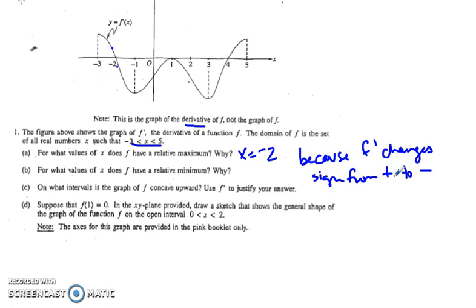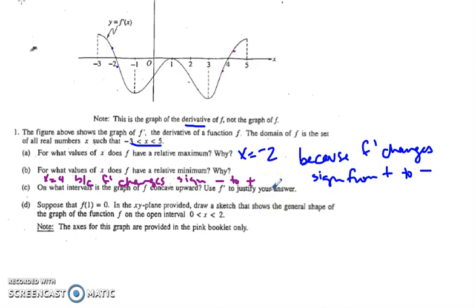So part B says, for what values of x does f have a relative min? So similarly, we're looking for where f prime changes sign, but this time from negative to positive. So the answer is going to be where x equals 4, and the reasoning is because f prime changes sign from negative to positive. This means, of course, that f changes from decreasing to increasing.